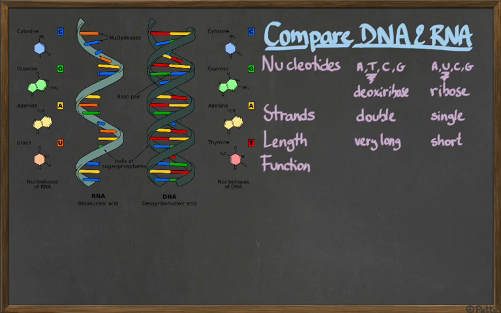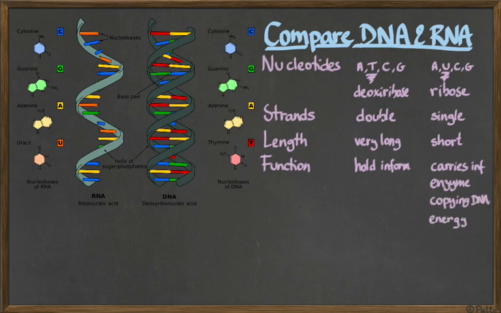Okay. In terms of function, which is not comparing the structure of them, but if you compare the function, the DNA is to hold information. Those bases A, T, C, and G are going to be containing information. And the RNA can carry information, but it can also work as an enzyme. They are used to copy DNA. They can be used for energy. ATP is a ribonucleic acid. ATP is RNA, is one nucleotide of RNA. So you have this comparison.